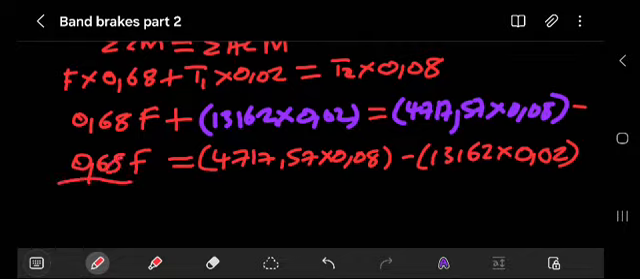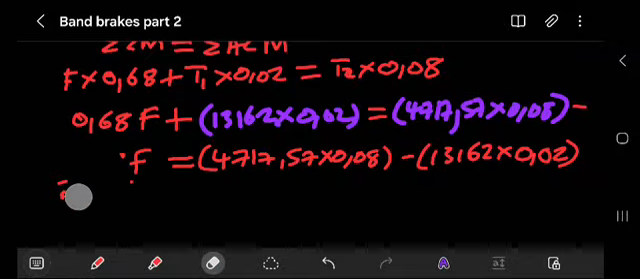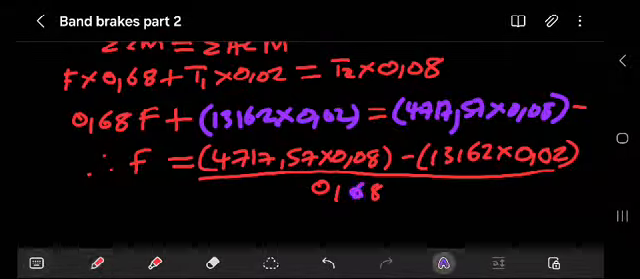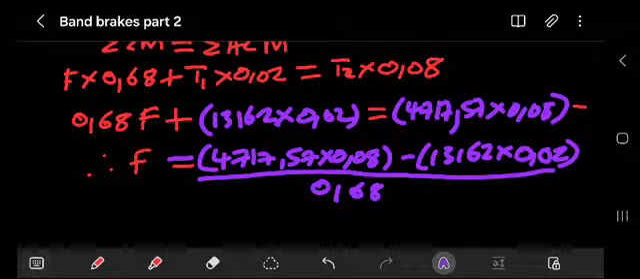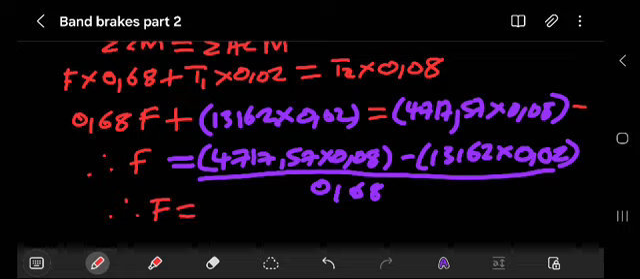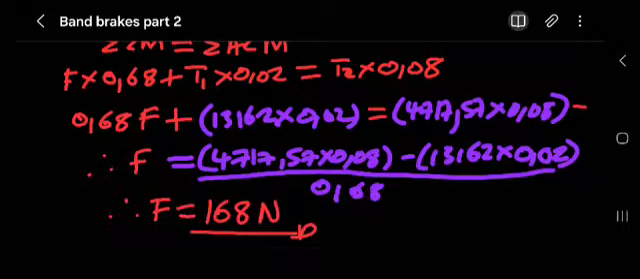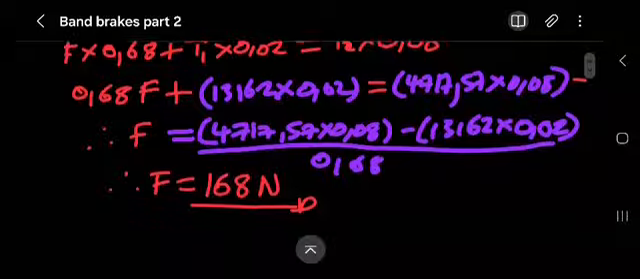Then we divide by 0.68 both sides. So our F will be what? If we divide by 0.68, then we punch this on our calculator. Therefore our F will simply equal 168 Newton. Okay, this is what we know.